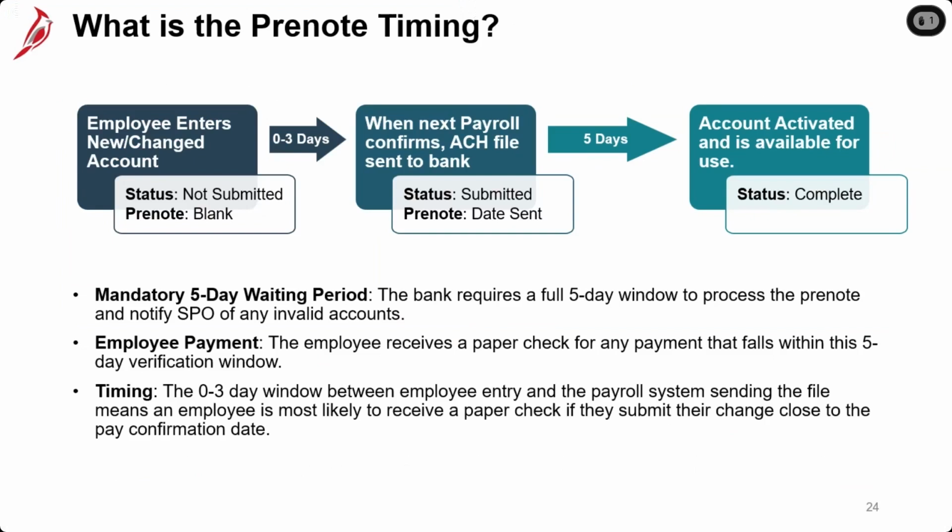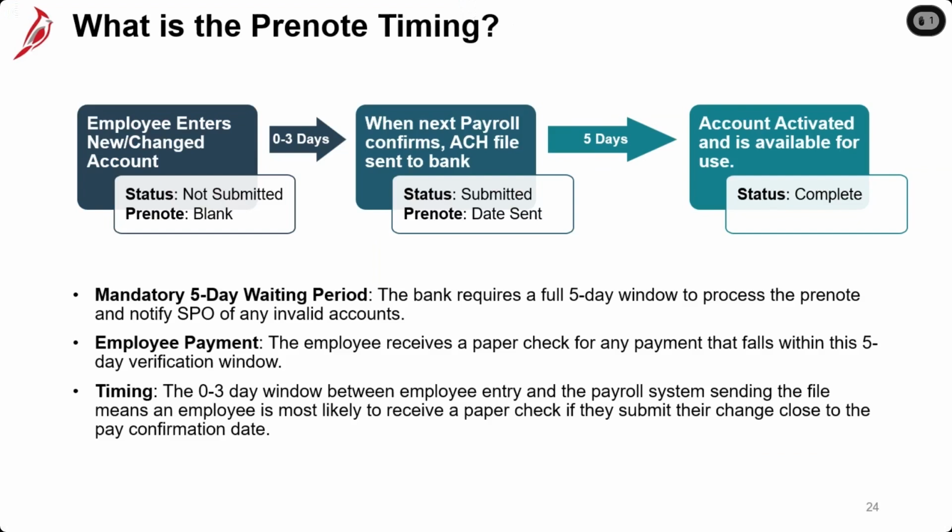So let's talk a minute about the timing, because we get a lot of questions about this. When an employee enters or changes an account, the status of the pre-note, as you saw, is not submitted, and the pre-note date is blank. The next payroll that runs picks up all those pending pre-notes and sends them in an ACH file to the bank. Now it can happen later that same day if a payroll is running that day, or it can happen tomorrow, but it's the next payroll.